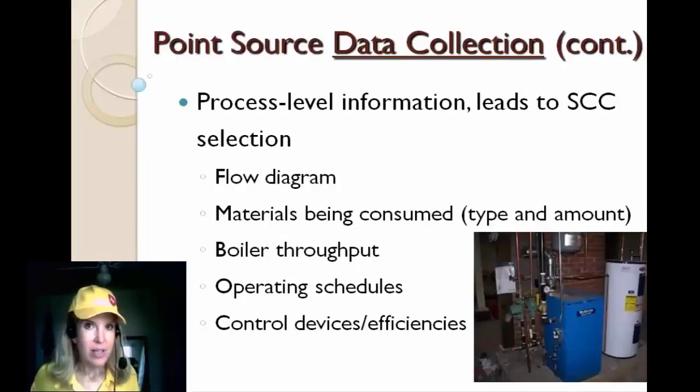For the process, in some cases, it's going to be a complicated process and there'll be a flow diagram. Materials being consumed, obviously, so what's going into it? Is it fuel? Is it raw materials? The boiler throughput, for example.